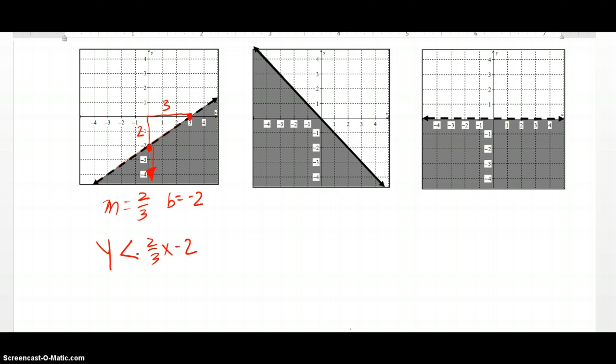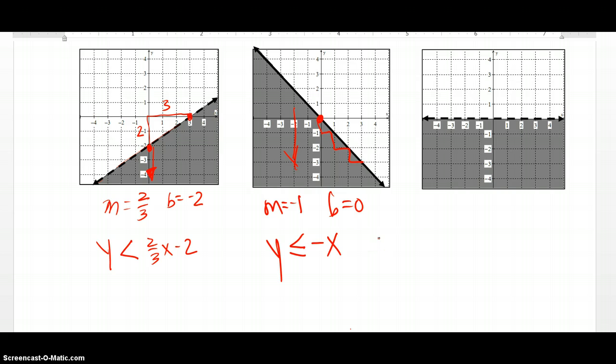For the next one, we have a y-intercept of 0, and it looks like we're going down 1 over 1, so a slope of -1. We have a solid line, so that is going to be an or equal to, and we are shaded below the line, so we're going to have y is less than or equal to -x, or -1x. You can put the +0 on there, but you really don't need it.